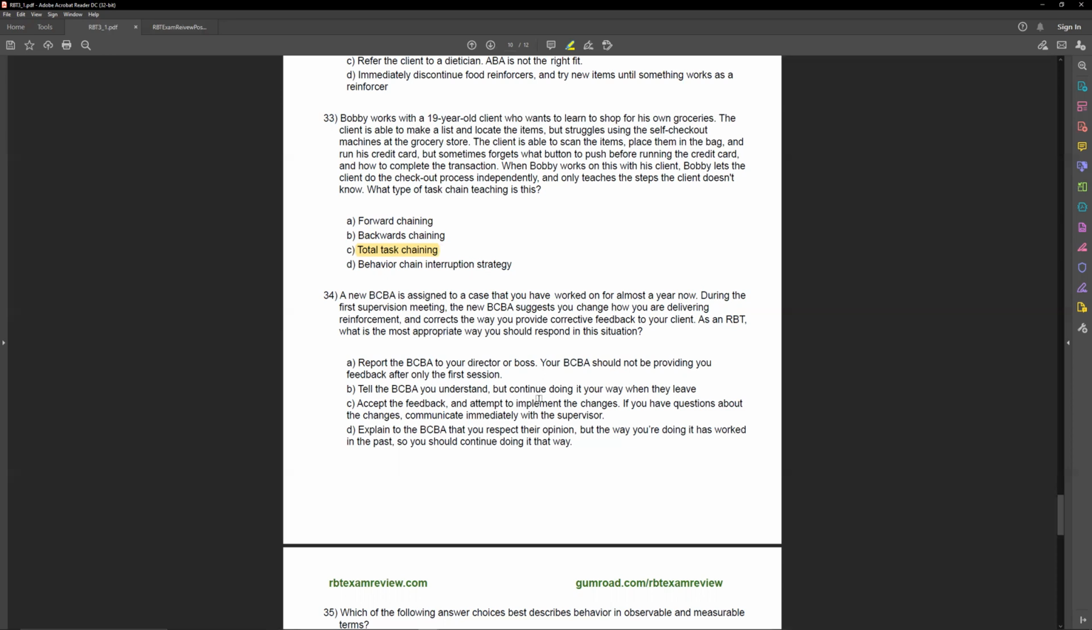C, accept the feedback and attempt to implement the changes. If you have questions about the changes, communicate immediately with the supervisor. This is a great answer to an ethics question. Accept feedback, attempt the changes, good communication, solid teamwork with supervisor. C is a great, great answer. Always read your answer choices.